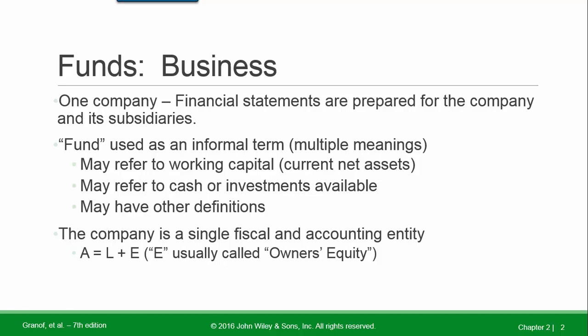For profit. There's one company. Financial statements are prepared for the company and its subsidiaries. Fund is used in an informal manner with multiple meanings: working capital, cash or investments available, or other definitions. The company is a single fiscal and accounting entity. Assets equal liabilities plus equity. Equity is called owner's equity.